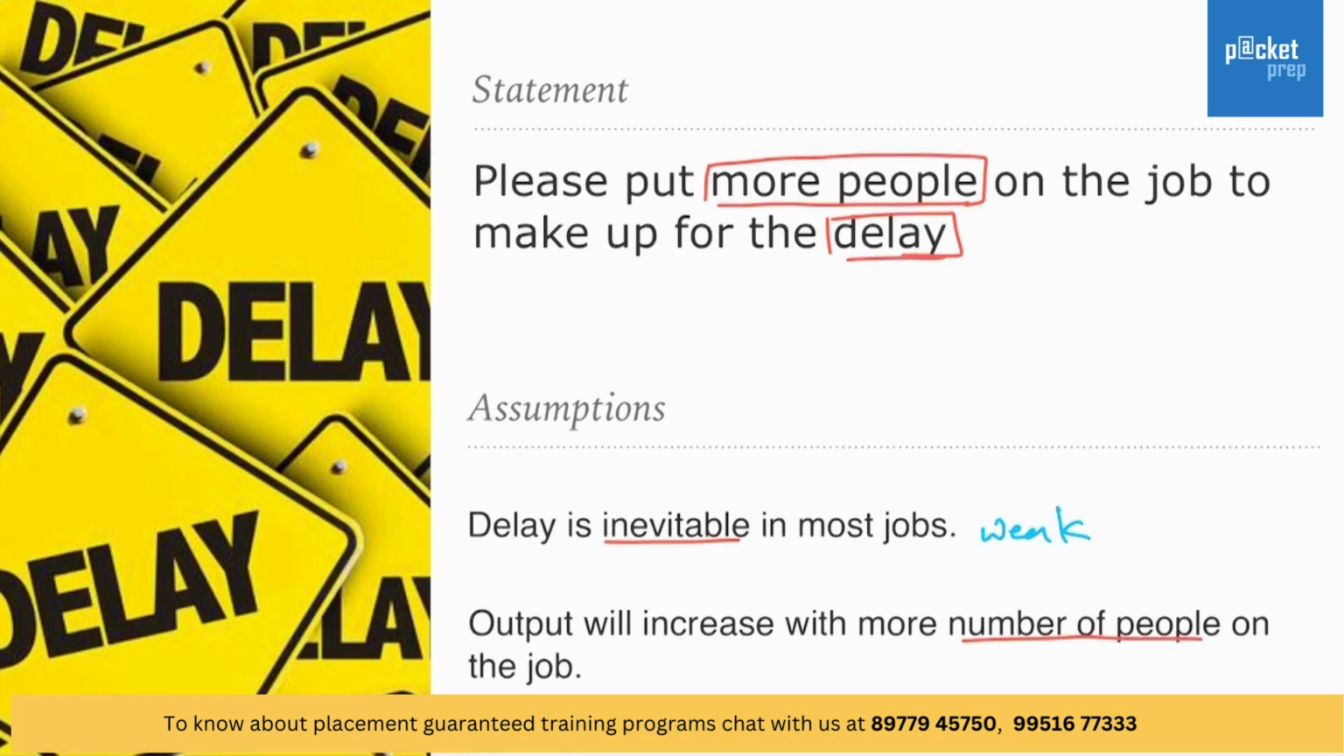Now coming to the second assumption, output will increase with more number of people on the job. Now can this assumption lead to this particular statement? Yes, because they believed that if we take more people, the job could be done easily and the output would increase. Based on this assumption, probably the management have taken the decision that more people have to be taken in order to reduce the delay. Therefore, this is the right answer.